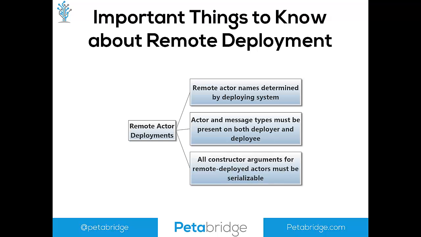And then the final point is that all constructor arguments for remotely deployed actors must be serializable. Don't deploy anything that needs dependency injection or needs a SQL Server connection or needs access to some resource that can't be serialized, like a lambda or a disposable resource like a performance counter. You're not going to be able to deploy any of those things over the network. But there are strategies for being able to deploy actors with complex requirements over the network too. But that's a subject for a more advanced video.